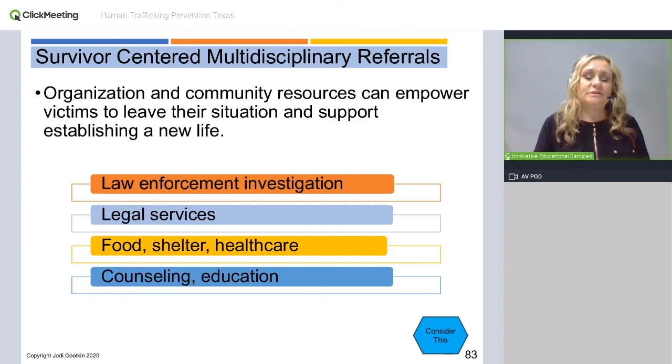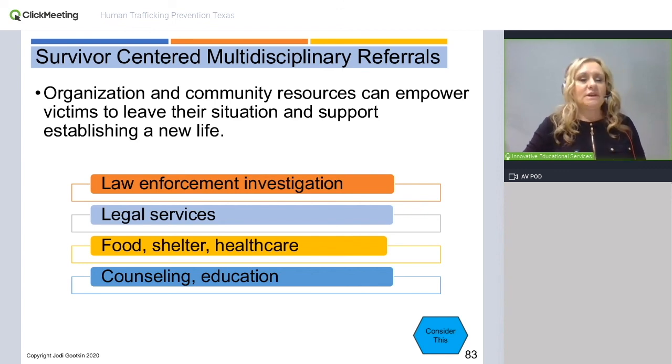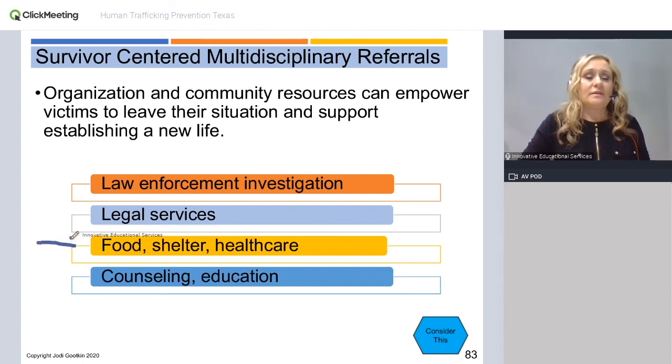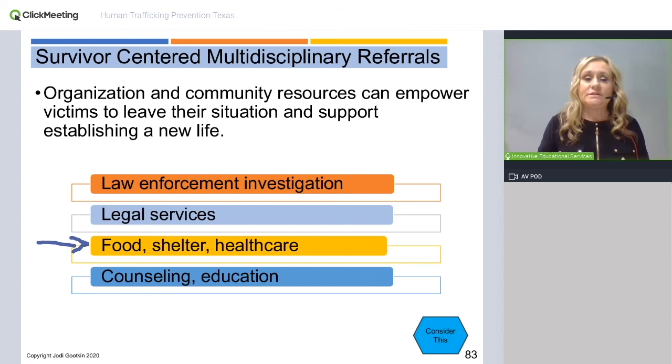Survivors need many different types of services to embark on their new free life. Multidisciplinary referrals are necessary, and it can allow the individual to address all the different aspects to put the pieces of their life back together. The first step is to escape their trafficking situation. In order to do that, they need someplace to go. They may need clothes to wear. They need food to eat, medical services. Those basic needs have to be addressed. They may just need transportation to physically leave their situation.